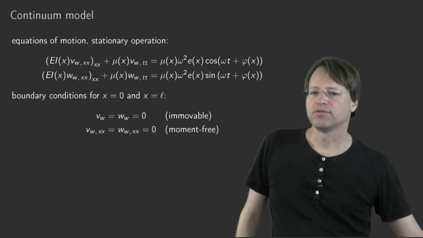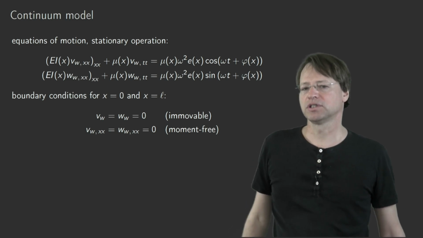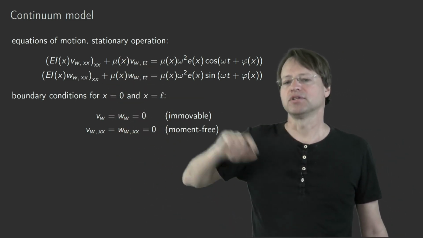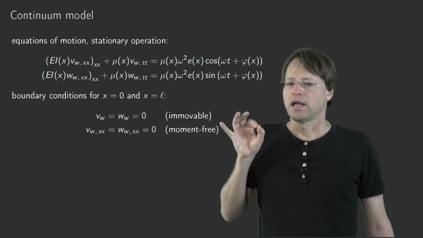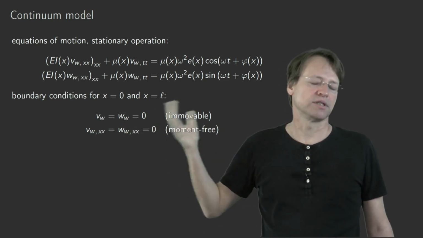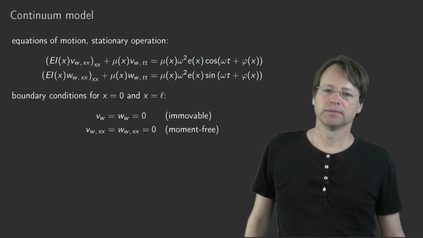In order to solve these equations of motion, you would also need initial conditions for the set of displacements, so for V and W, at each location x for one time, for example, t equals 0 or t equals t naught or whatsoever.